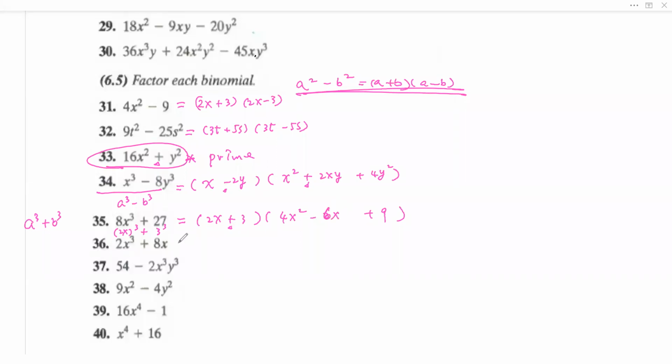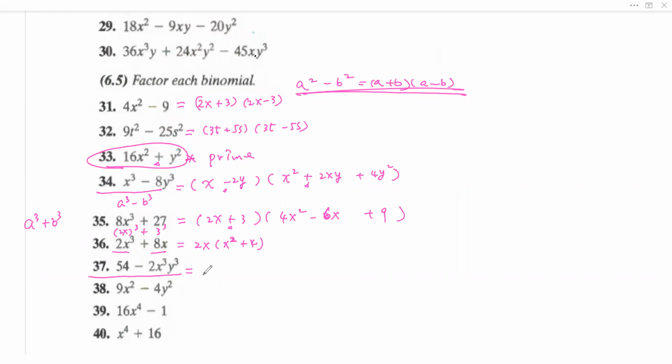Right, see the 36. 36, there's a common factor, 2x, right? So we'll take it out first. So the rest will be x squared plus 4. So we cannot do it further because here, we cannot do any further, right? Right, see 37.